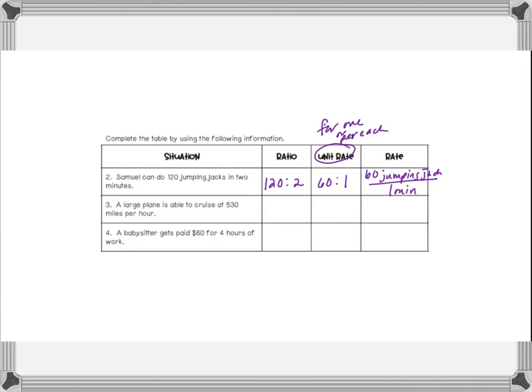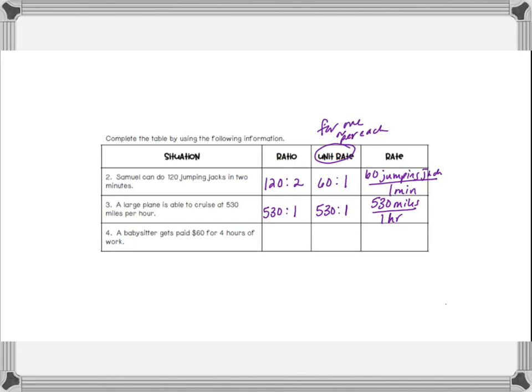A large plane is able to cruise at 530 miles per hour. So our ratio would be 530 to 1. I know it's 1 because it says per hour. So then my unit rate is 530 to 1. So when I just look at my overall rate, we have 530 miles for 1 hour.